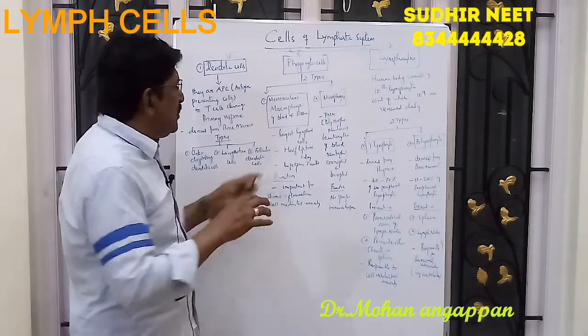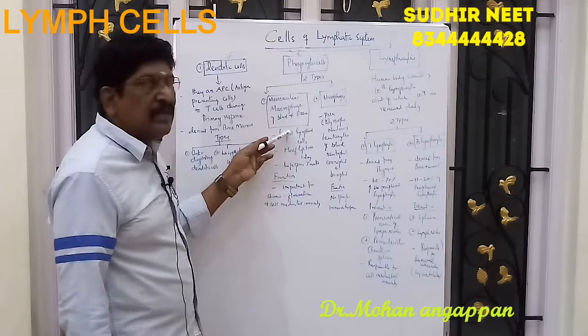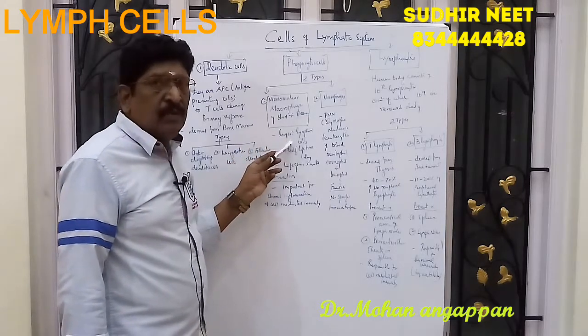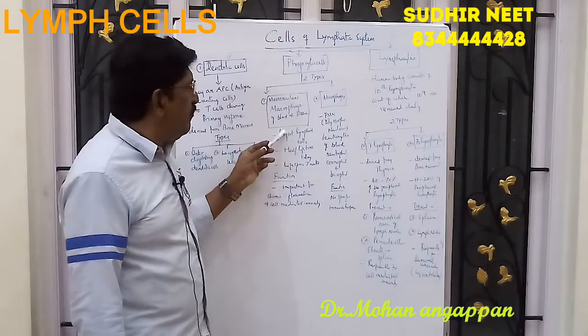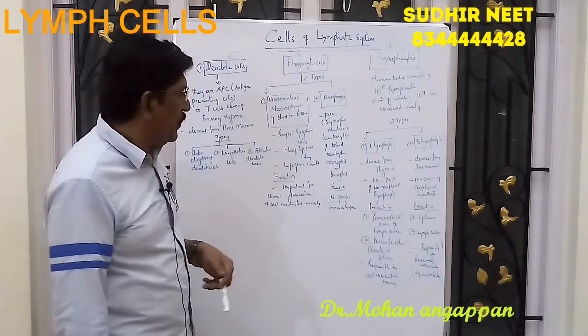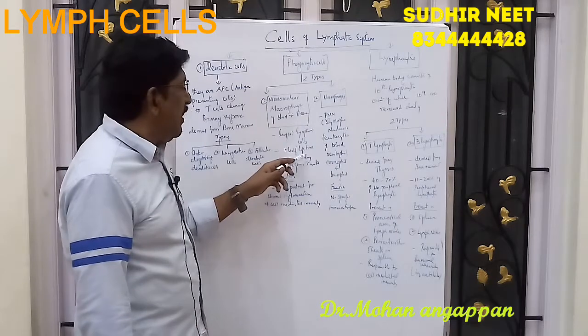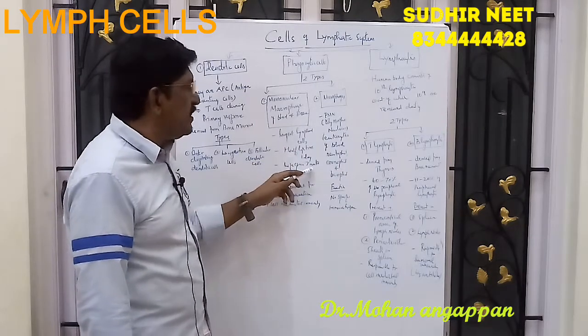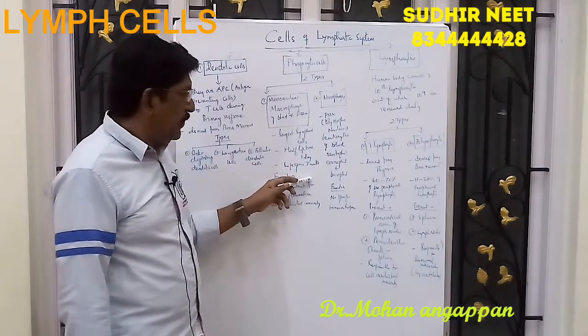This is the largest lymphoid cell. You must understand, you must note down. The largest lymphoid cell is the mononuclear macrophage. Its half-life period is 1 day and the lifespan is 7 months.